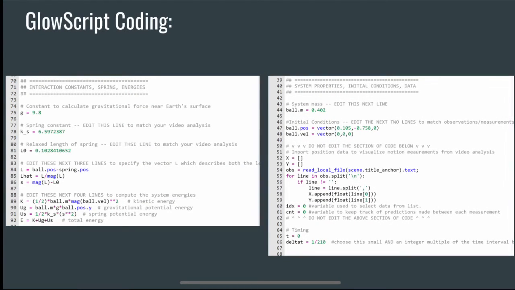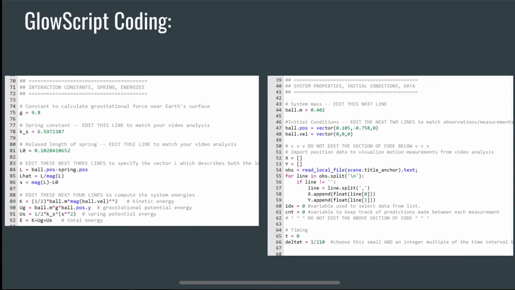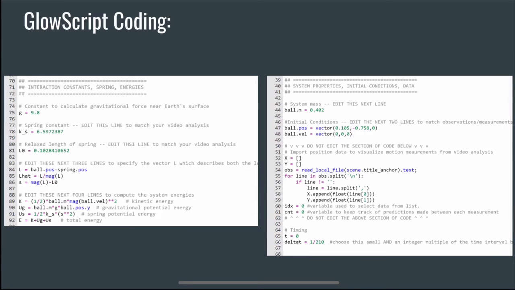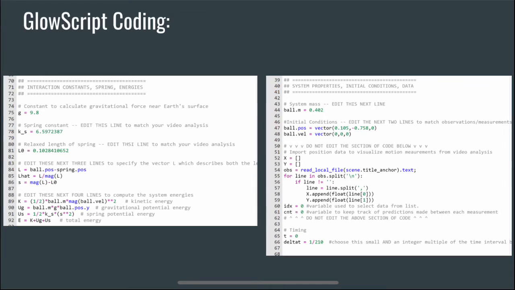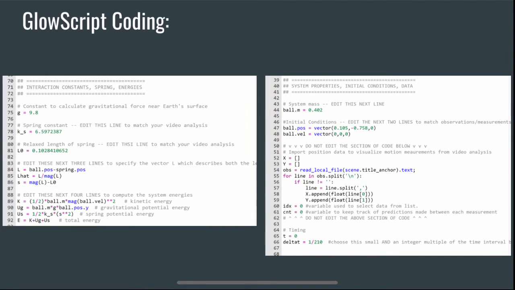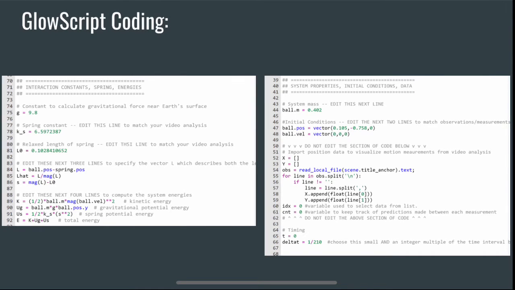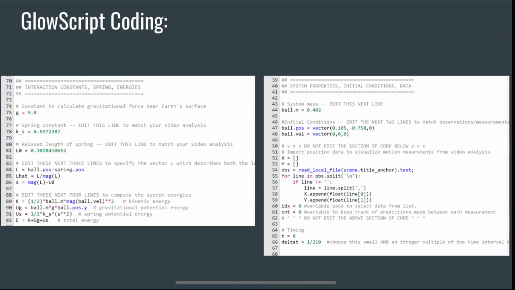The code had three main components to it. First was inputting the initial conditions that were obtained from our Tracker file data, which included the system's mass, initial position, and initial velocity. The second one establishes the data needed for the energy principle, which is the spring stiffness and L0, as well as the formulas for the components of the energy formula, which can be expressed as the sum of the kinetic energy, gravitational potential energy, and the spring potential energy.